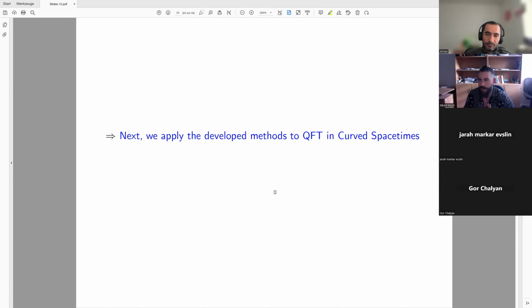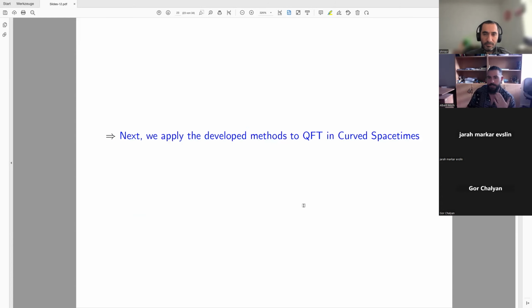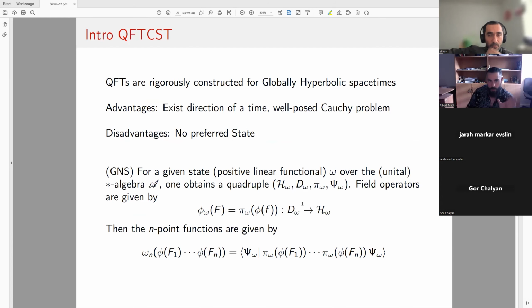And now we apply this guy to QFT, okay? Now, so we have the star product. It runs, in a sense, smoothly, and now we can apply it to quantum field theory in curved spacetimes. A small overview: quantum field theories are rigorously constructed for globally hyperbolic spacetimes. Gera has done his PhD in that and proved explicitly for certain spacetimes that this can be done. The advantages: the existence of a direction of time and a well-posed Cauchy problem.